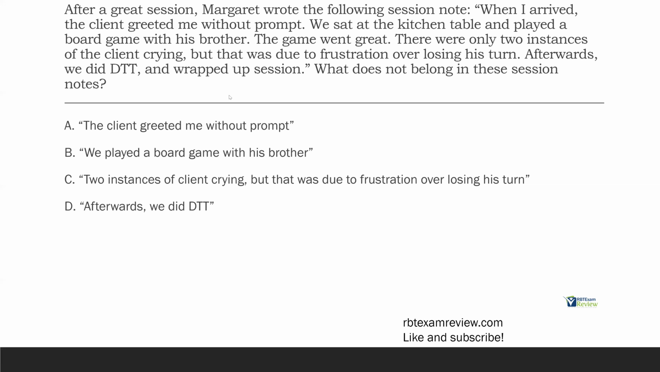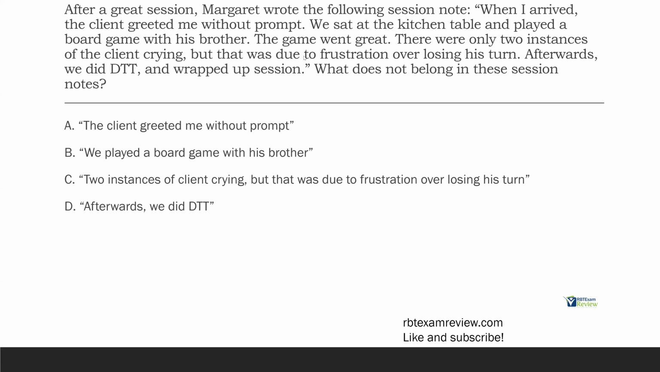Well, let's go sentence by sentence. First sentence: when I arrived, the client greeted me without prompt. Can we observe that? Sure. Can we measure that? Sure. Is this objective? Yes. There's no opinion. It's just, I showed up, the client greeted me, I didn't give a prompt. Perfect. We sat at the kitchen table and played a board game with his brother. Is anything wrong with this? No. It's objective, it's measurable. There's no opinion. We're not talking about how they felt or anything like that, right? It's just very objective, very observable.